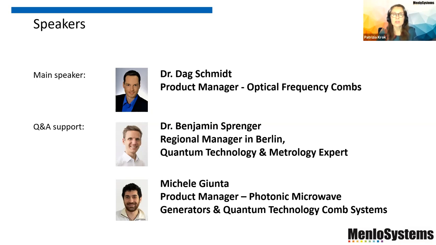Assisting with the Q&A session will be Dr. Ben Sprenger, who is regional sales manager in Berlin and expert in quantum technology and metrology. Ben studied physics at the Imperial College in London and University of California. He received his PhD in physics at the Max Planck Institute for the Science of Light in Erlangen, and he then was a postdoc in quantum optics at the Humboldt University in Berlin, and finally joined Menlo Systems in 2015.